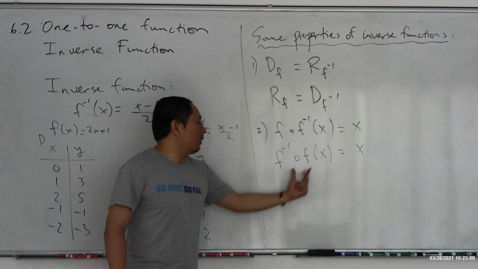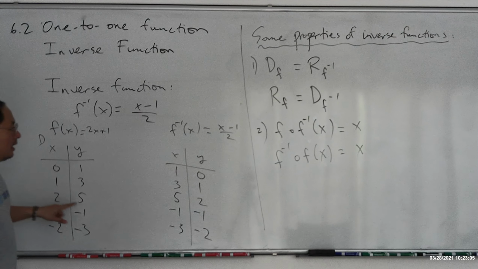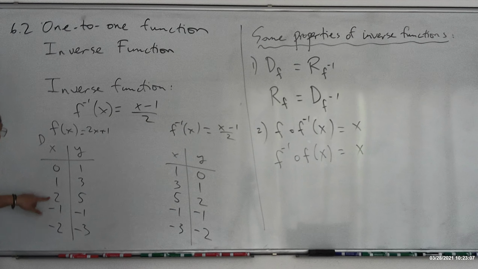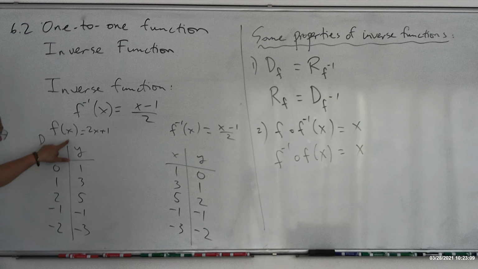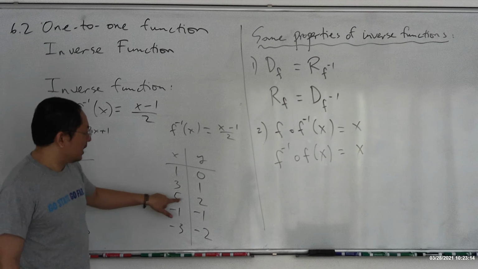Of course, the other way around it still works. So you plug 3 into f. I didn't have 3, so how about 2? Plug 2 into f right here. Plug 2 in, I got 5 out. And now if I use 5 to plug into the inverse, I still got back 2.